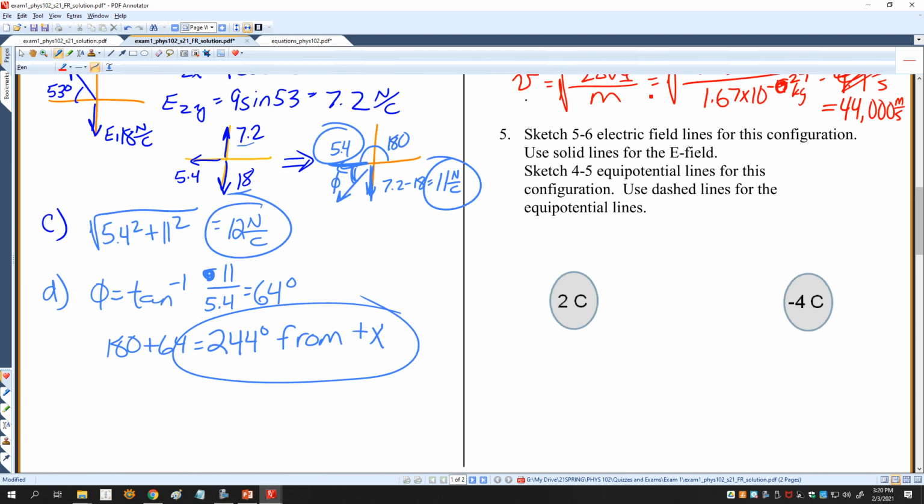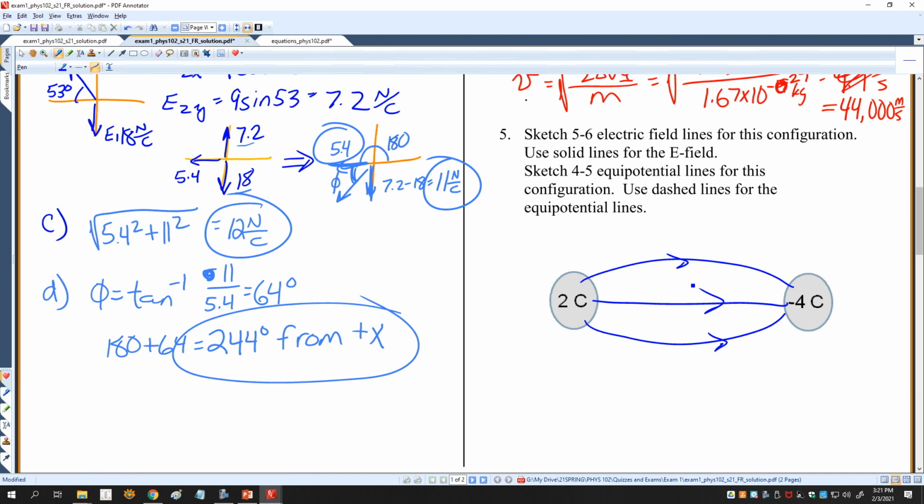All right, this last one, I want you to sketch 5 to 6 electric field lines for this configuration. Use solid lines for the E field, and then sketch 4 to 5 equipotential lines for this configuration. So I want to see both field lines and equipotential lines. Field lines will start at a positive charge and go into a negative charge, like this. I'll have another one go right there.